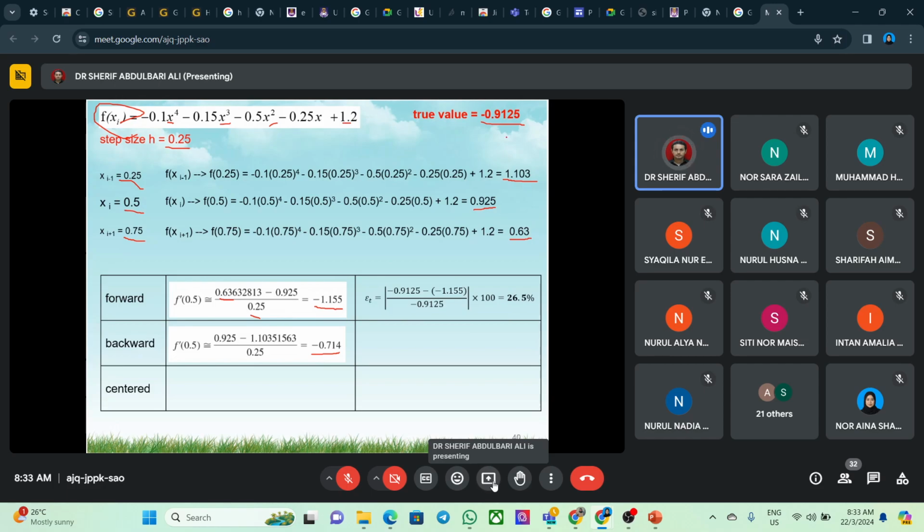For the backward, you are getting the answer of -0.714. Compared to the true value, there is still an error. So the error here is 21.7. But it's a more accurate answer when we are talking about the central finite divided difference.